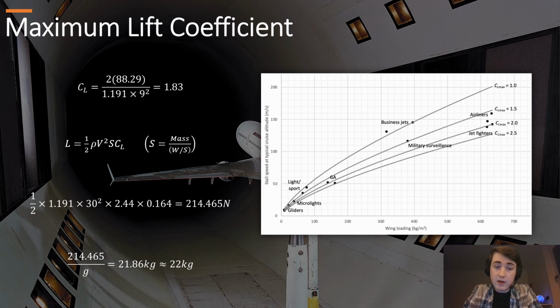So using our design coefficient value of 0.16, we can substitute this into the equation for lift, and we can get a value of lift, which is equal to 214.46 newtons. When divided by the value for gravity, we get a mass value equal to our all-up weight. So this is the perfect design coefficient of lift.